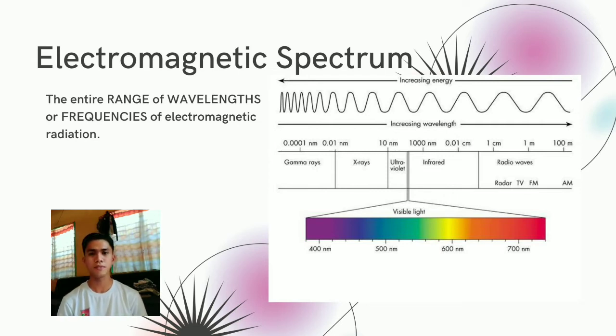So why is it called the visible light? Because it is the only radiation visible to the human eye. The radiation visible to the human eye has the wavelength of about 400 to 700 microns. So if the wavelength is about 400 to 700 microns, that is in visible light form, which is visible to the human eye. While most of the radiation found in the electromagnetic spectrum are invisible to the human eye.